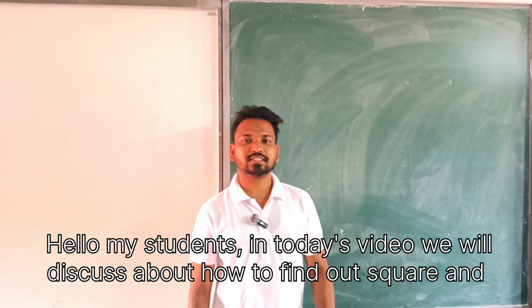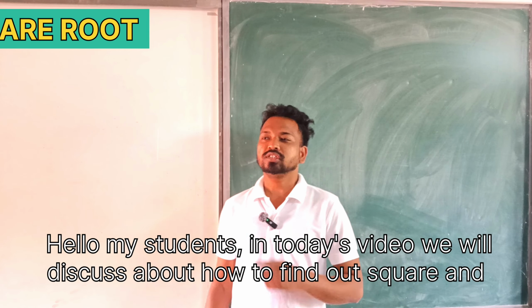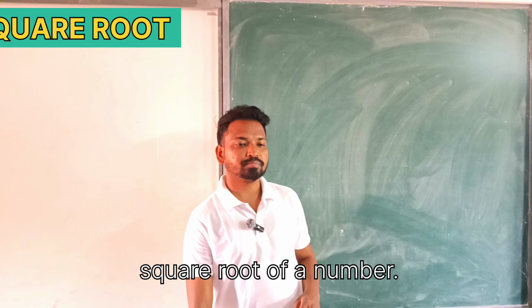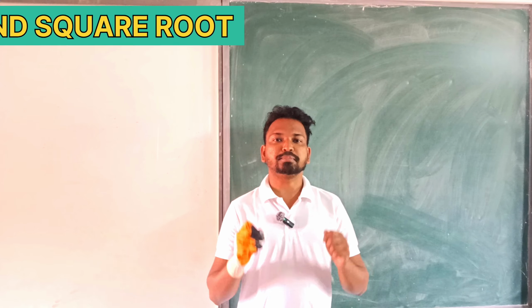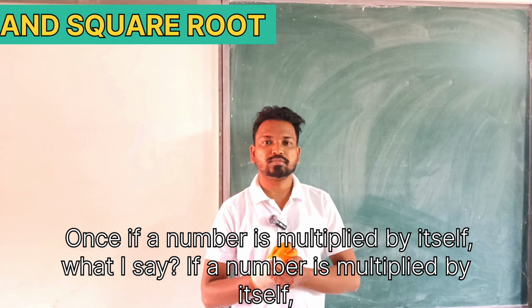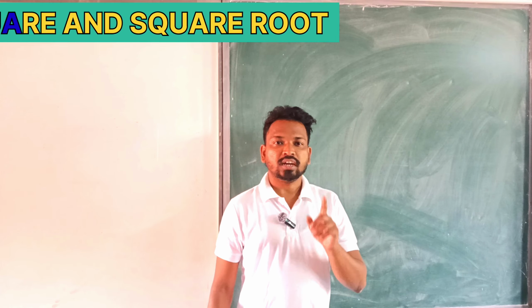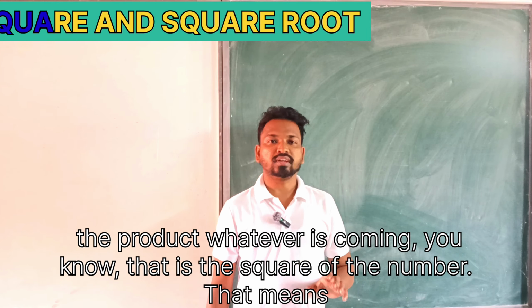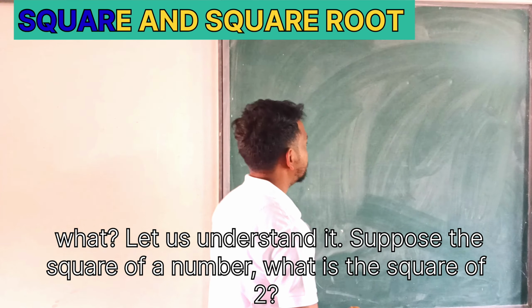Hello my dear students. In today's video we will discuss how to find the square and square root of a number. So let's get started. If a number is multiplied by itself, the product that comes is the square of the number. Let's understand it.